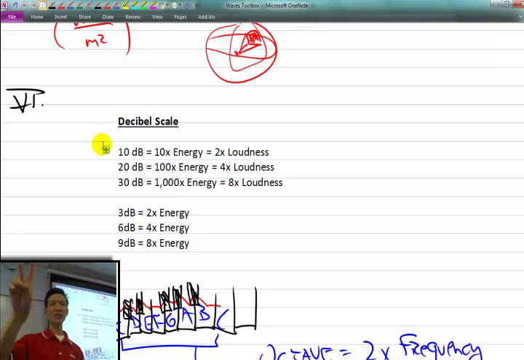For every 10 decibels, it's a factor of 2, right? So 20 decibels would be 2 times 2. What's 2 times 2? It's 4 times, right? See that? 4 times the loudness. But how much more energy? Aha, it's going to be 100 times the energy, okay?